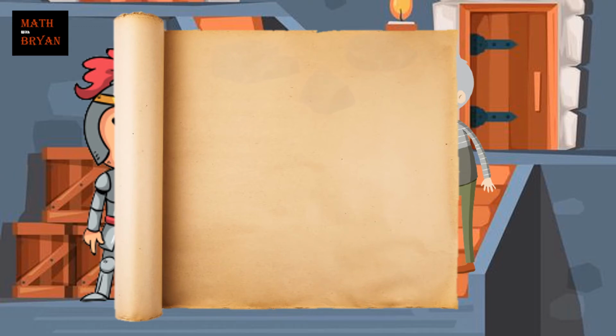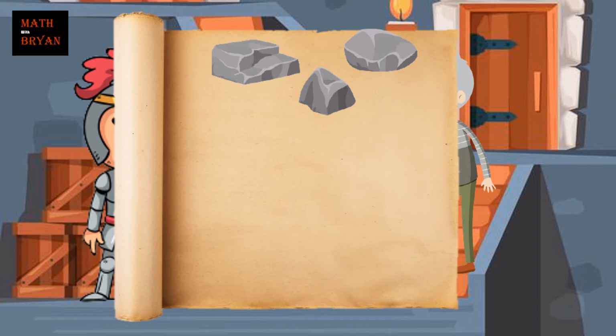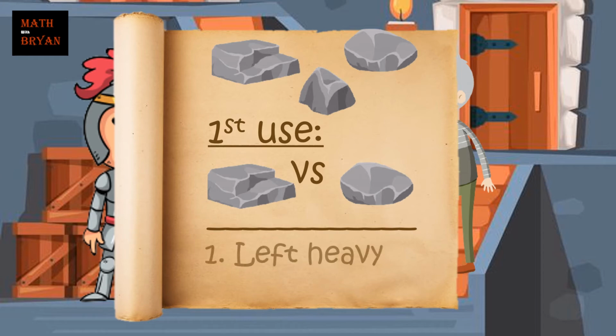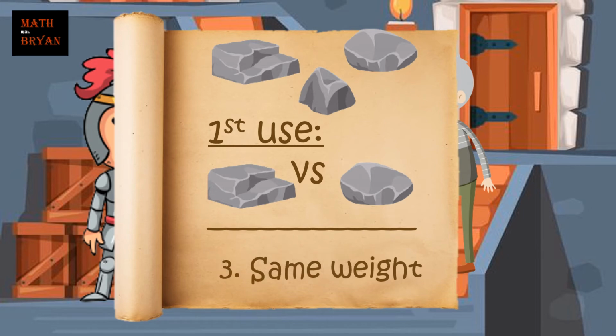Well, let's first try an easier version of the same problem. Let's say there are only 3 rocks, one of them is heavier, and we only have 1 use on the scale. Then what do we do? Well, we can put 1 rock on each side, and we can get 3 different results. The left one is heavier, the right side is heavier, or they have the same weight. But what does this mean? Since one of the rocks has to be heavier, the last rock must be the fake.